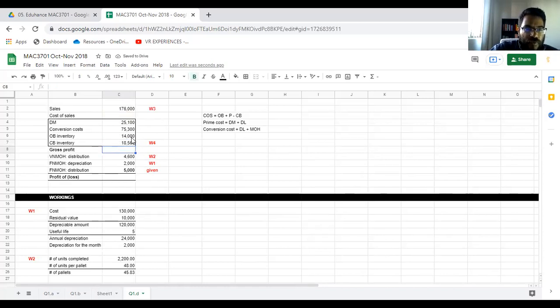And now remember the formula. Cost of sales is opening balance plus purchases or production minus closing balance. So therefore, this must be negative. So if I add up cost of sales, equal sum, the cost of sales is 95. So therefore, gross profit is sales minus cost of sales, and then profit is equal to gross profit minus all the other costs.